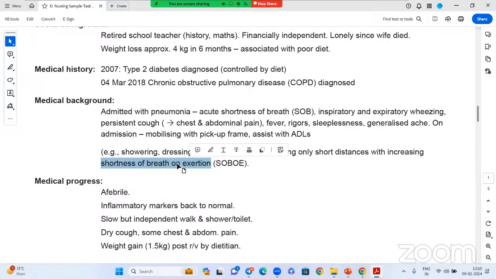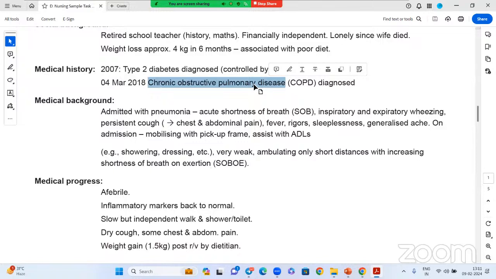So try to use the full form, not the note form or shortcut form. ADLs: assistance for activities of daily living. COPD: chronic obstructive pulmonary disease. Use the full form. See, he has given it here, right? What if the other person doesn't know?